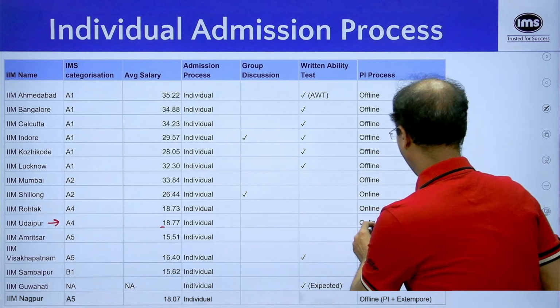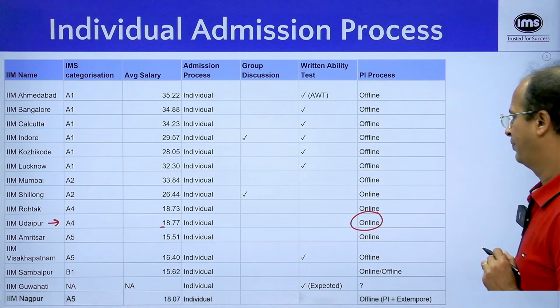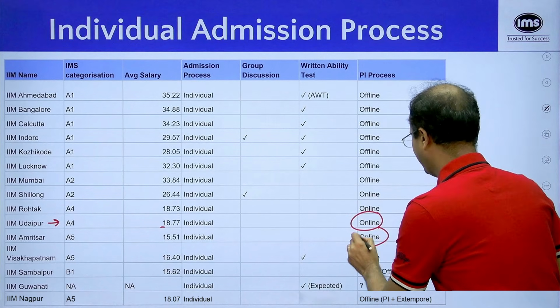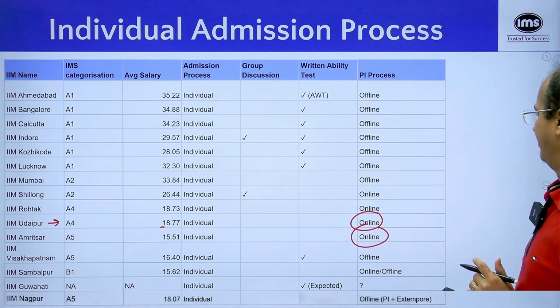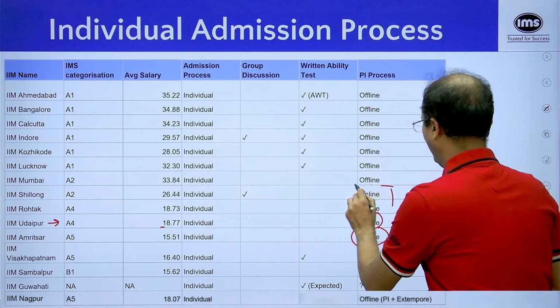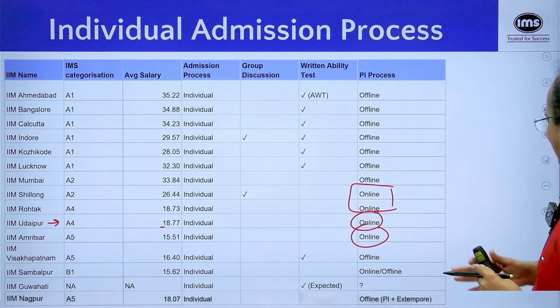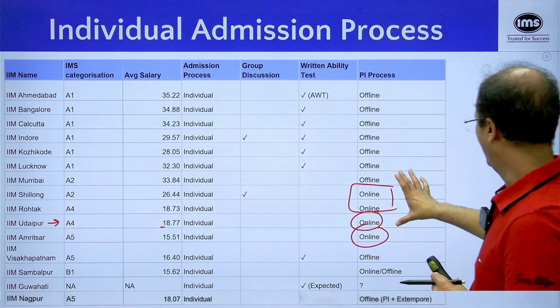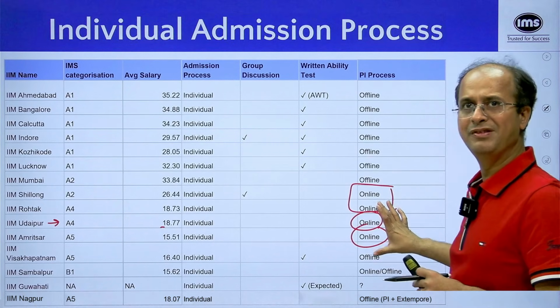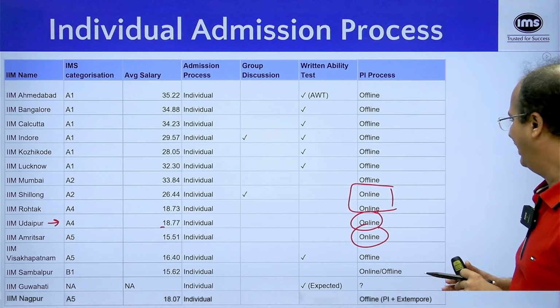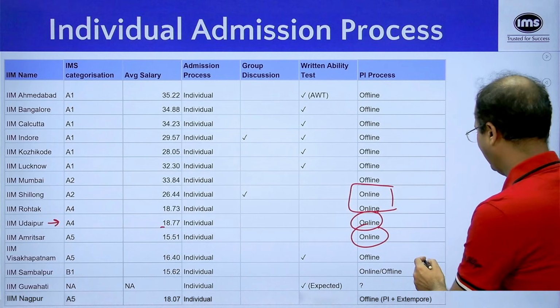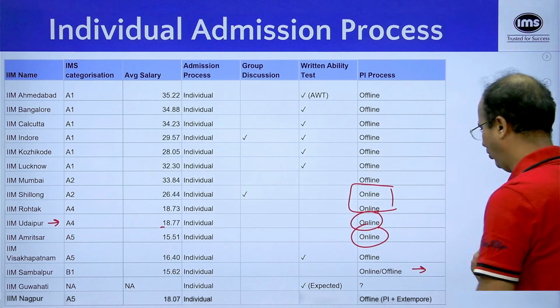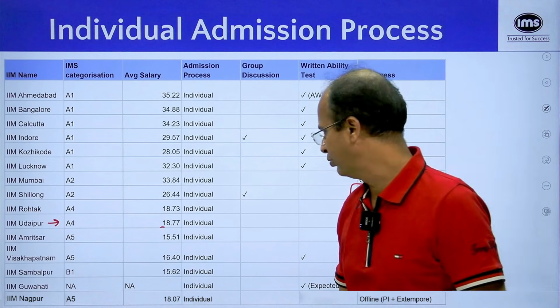Udaipur, as we said, has an online interview. So is the case with Amritsar, right? Even Shillong and Rohtak last year had gone online. So amongst these IIMs, 4 will definitely be online this year. Others are offline. For Sambalpur, it is either both or one of the two, not yet disclosed.